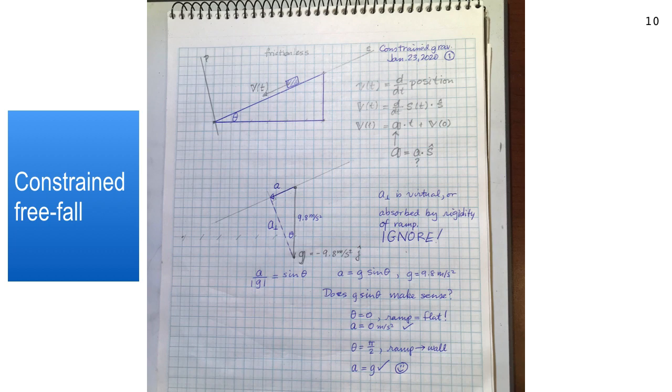So really, V of t is d by dt of S of t times the S hat vector. That's like X of t times the I hat vector, except we have this tilted axis S. So here's the vector form of that. We also know that it's equal to some acceleration down the ramp times time, plus whatever initial velocity you may have had.